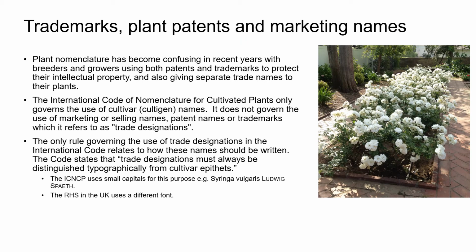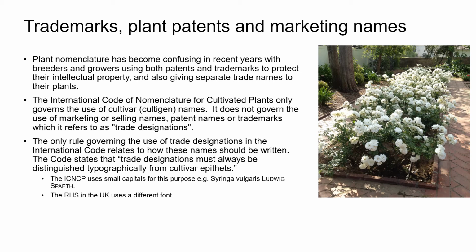Let's look now at trademarks, plant patents, and marketing names. The nomenclature of cultivated plants has become confusing in recent years, with breeders and growers ignoring the naming rules of the International Code and using patents and trademarks to protect their work. These plants are often given catchy selling names or marketing names that the International Code refers to as trade designations. The International Code of Nomenclature for Cultivated Plants only governs the use of cultivar names. It doesn't govern the use of these marketing or selling names.